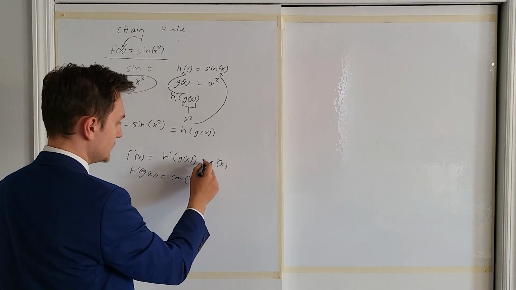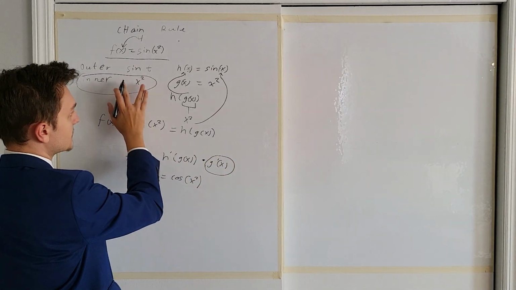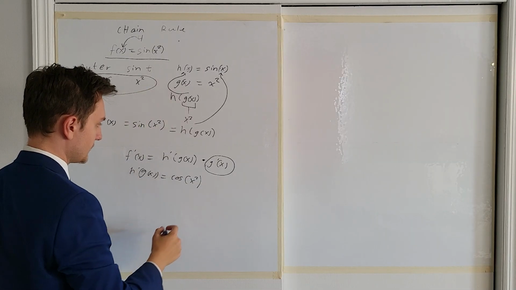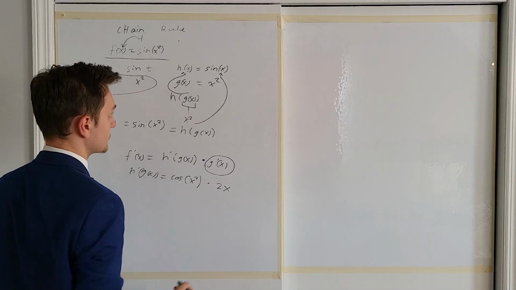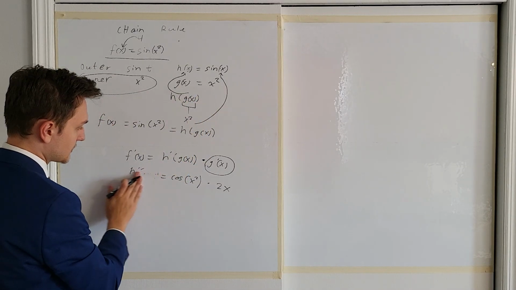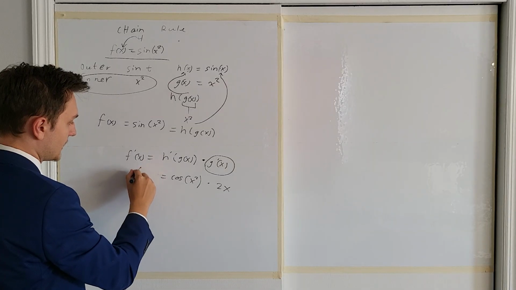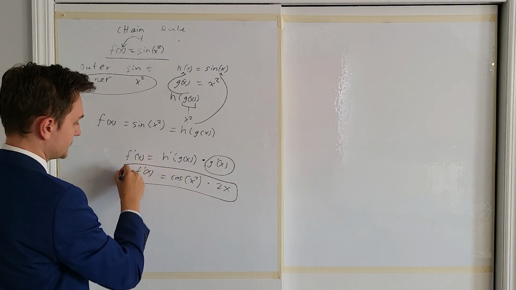And then I just need to calculate g prime of x. g of x is my inner, my x squared. That's multiplied by 2x. Okay? The derivative of x squared is 2x. And so this I can now write as my f prime of x. And this would be my final answer.